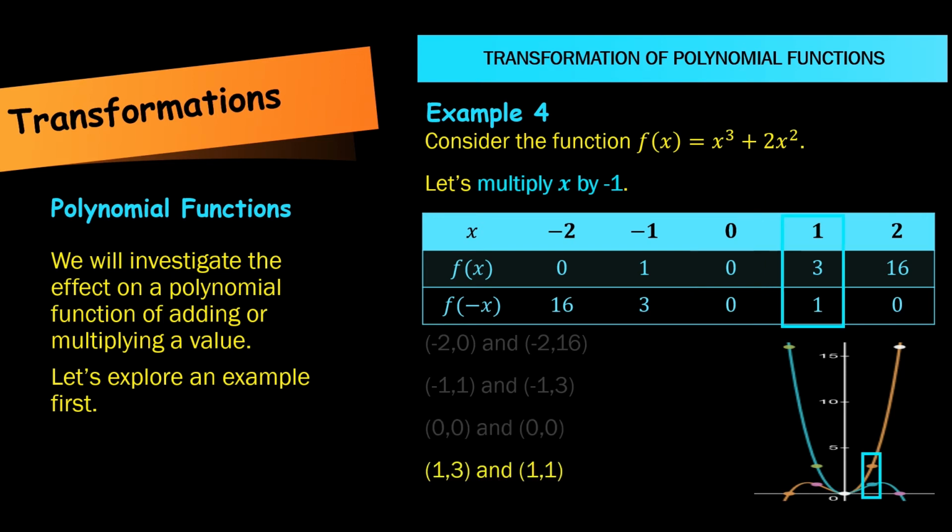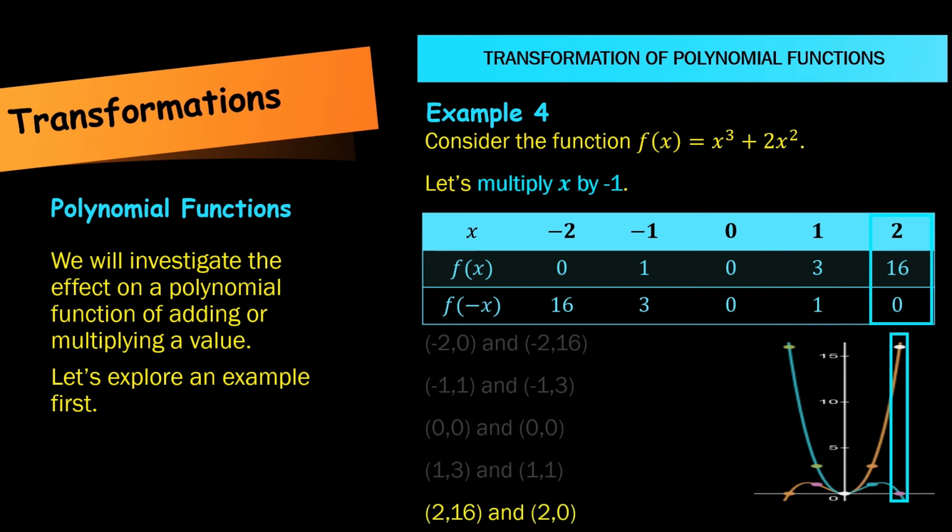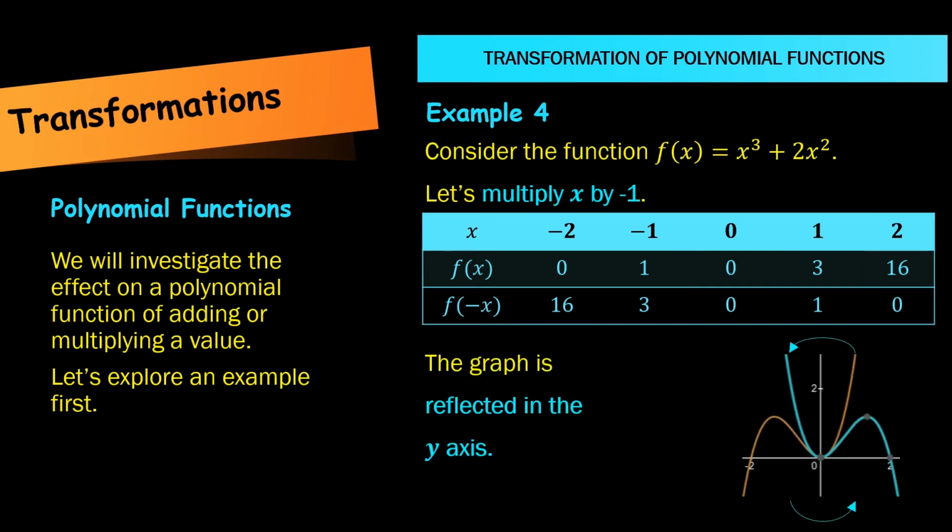When x is 1, the y value goes from 3 to 1. And finally, when x is 2, the y value goes from 16 to 0. As you can see, the graph is reflected in the y-axis.